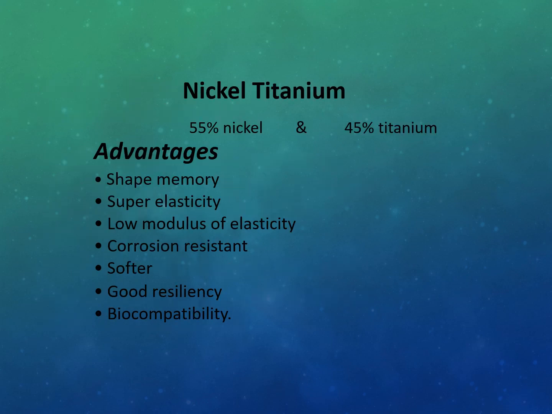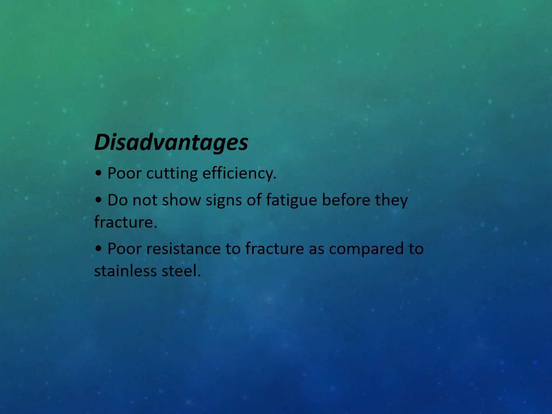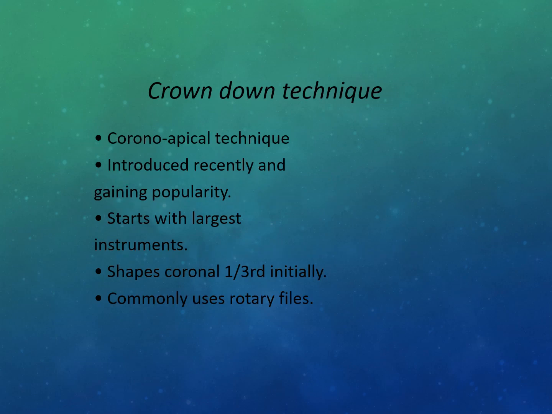Okay, next, this is the same slide which explains nickel titanium advantages. It has 55% nickel and 45% titanium. Advantages are shape memory, super elasticity, softness, compatibility, etc. And disadvantages are poor cutting efficiency and poor resistance to fracture as compared to stainless steel, which we have already mentioned. Okay, next is your crown down technique.